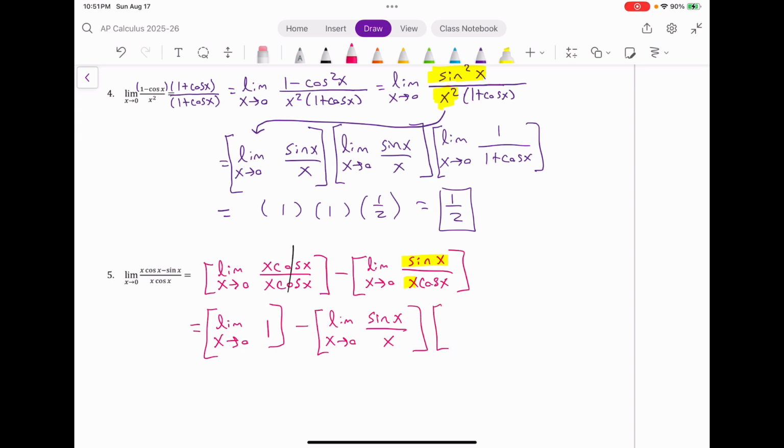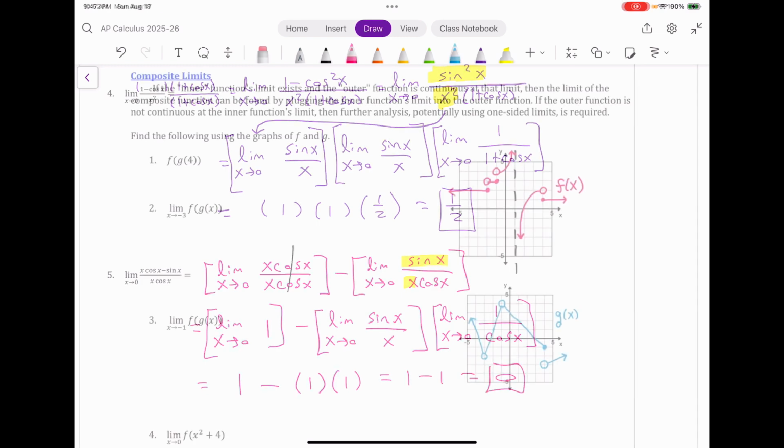And what's left? Still just using the product rule, the product law. We got 1 over cosine x left. Okay, so what do we know? The limit as x approaches 0 for our constant 1 would just be 1 minus the limit as x approaches 0 for sine x over x. We know that was 1. That was the first given limit. And then if we plug in 0 here, cosine of 0 is 1. So 1 over 1 is 1. All right, so 1 minus 1 is 0.